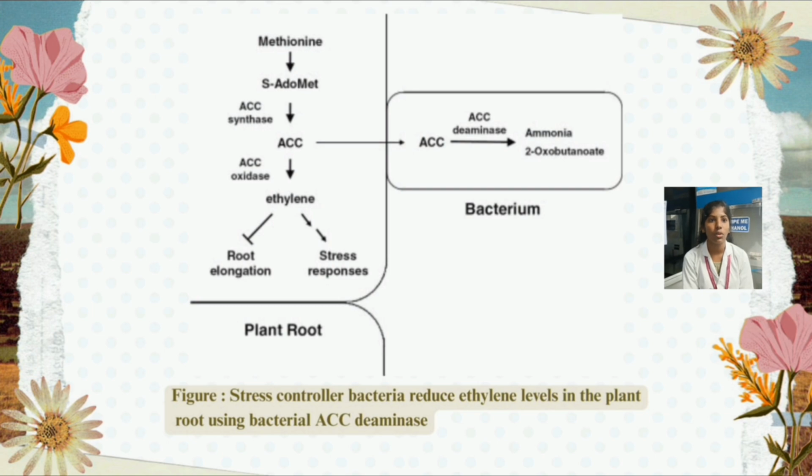Ethylene plays a dual role. While low levels support root elongation, high levels are produced under stress conditions and can inhibit plant growth. Certain beneficial bacteria produce an enzyme called ACC deaminase. This enzyme breaks down ACC into ammonia and 2-oxobutyrate, thereby reducing the amount of ACC available for ethylene production. As a result, the ethylene level in the plant root decreases, helping the plant to minimize stress responses and continue normal growth and root development.